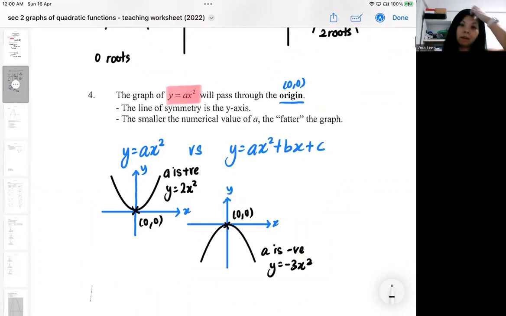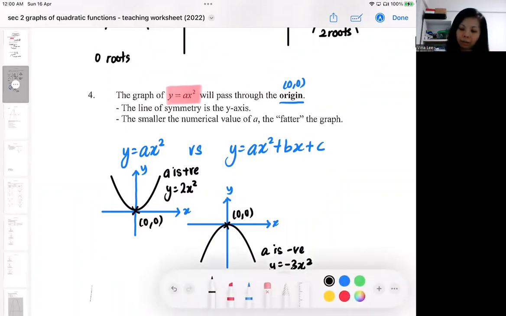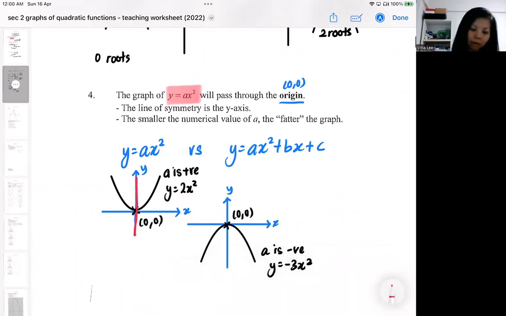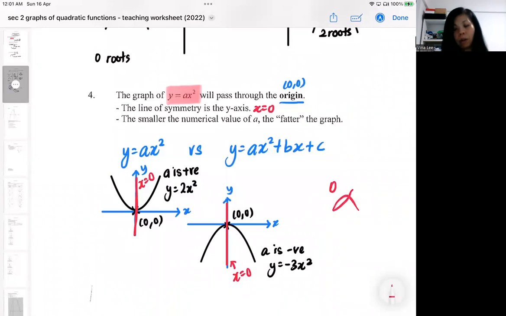Okay, and in this case, the line of symmetry is the y-axis. So the equation of this is x equal to 0. So x equal to 0 is the line of symmetry. It will be a very common question that they will ask you for the equation of the line of symmetry. When they ask you for the equation, and it is a vertical line, it's always x equal to a value. So if the question asks you for the equation of the line of symmetry, and you just gave me a 0, you will get no marks.